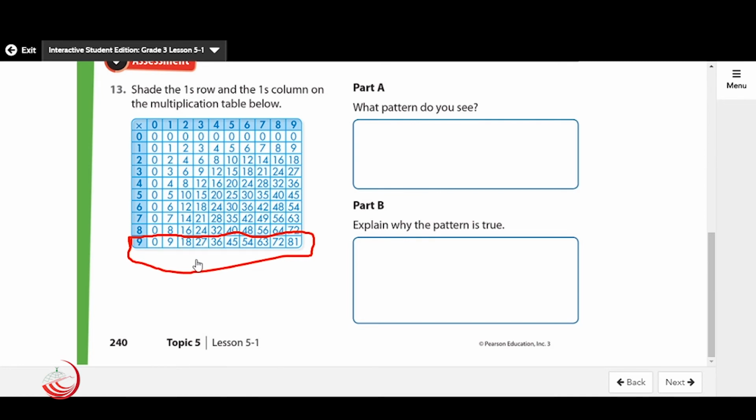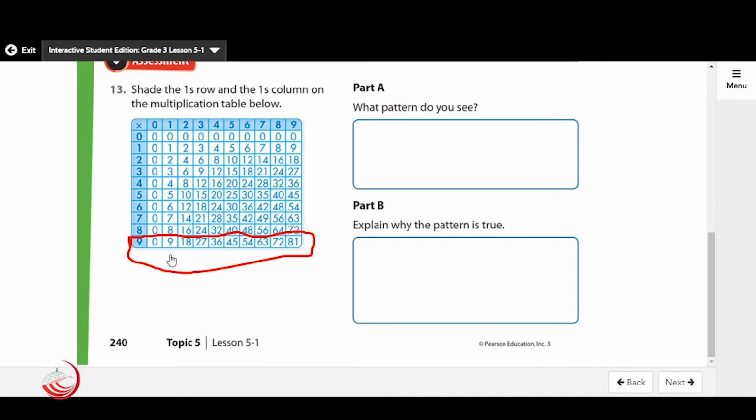What do you know about even and odd numbers? How are these numbers moving forward? Yes, exactly. 0 is even, then 9 is odd. Even, odd, even, odd. So they are moving from even to odd numbers. So this is the first observation of the 9th row.